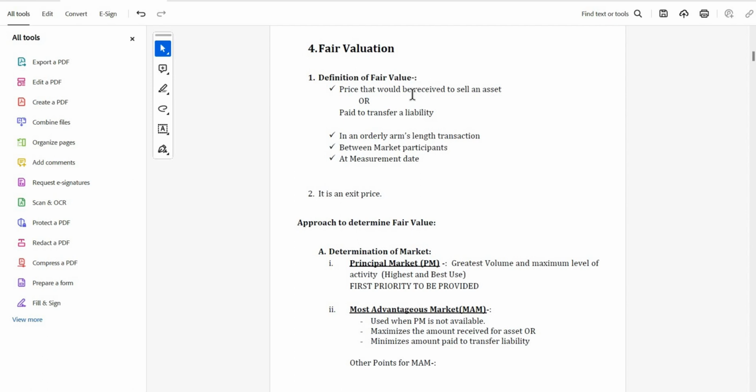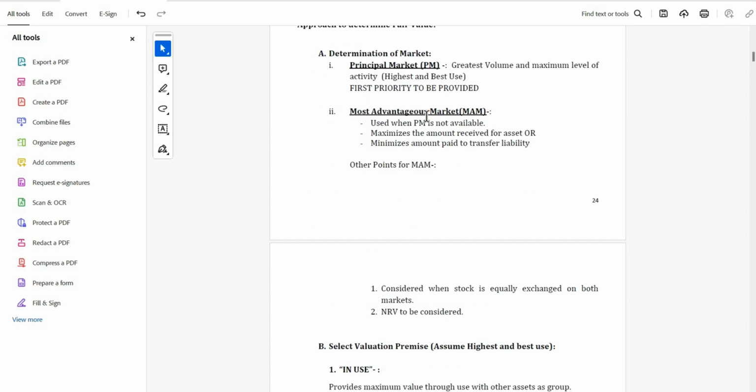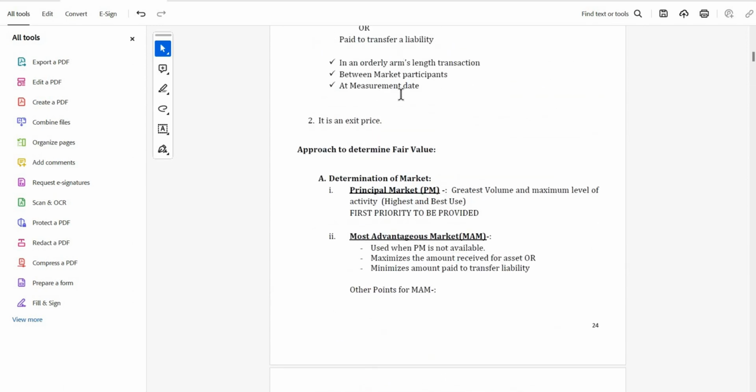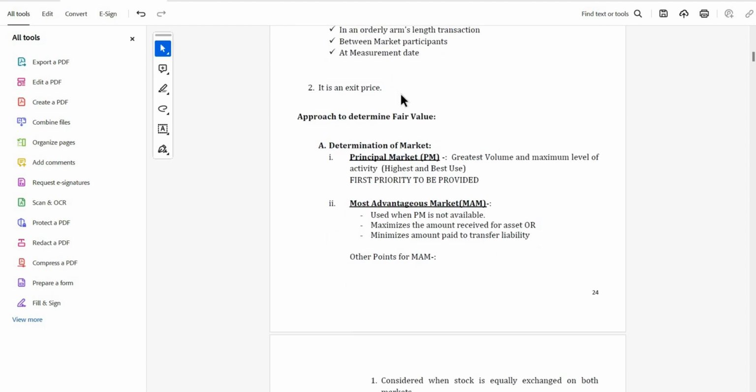Definition of fair value: the price that would be received to sell an asset or paid to transfer a liability in an orderly arm's length transaction between market participants at the measurement date. That is, fair value is the price which is received to sell an asset or paid to transfer a liability. It is the exit price, meaning if we are going to sell an asset, what is the amount which we are going to receive in lieu of selling the asset.